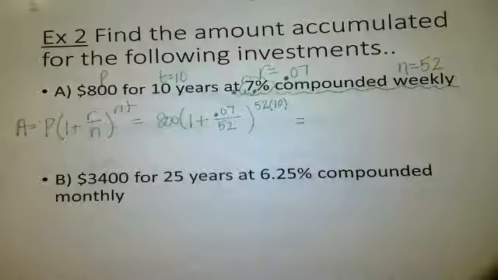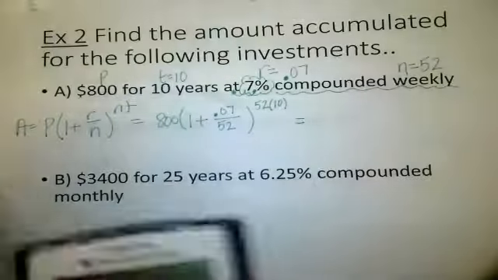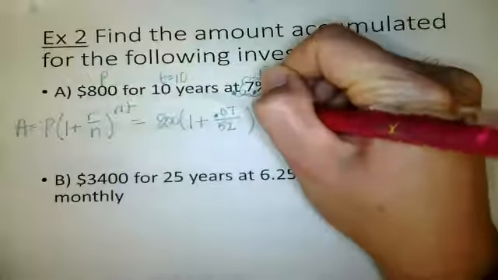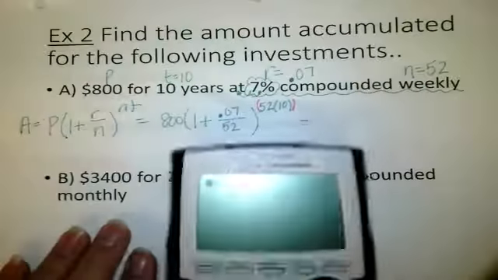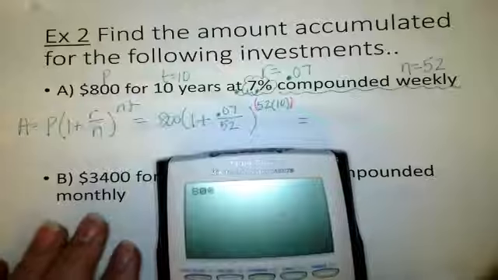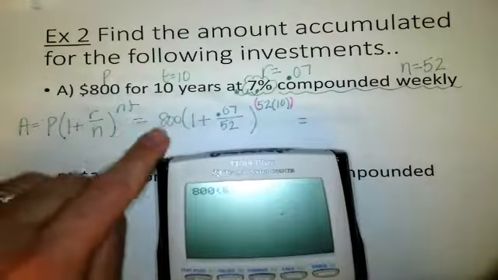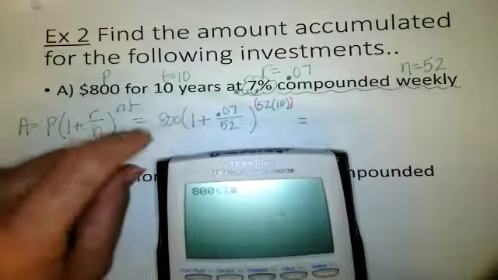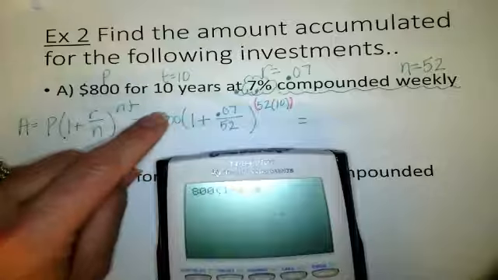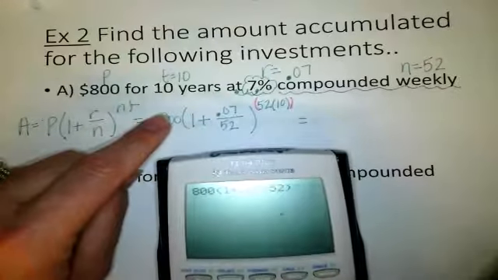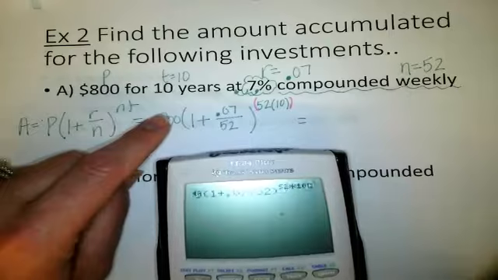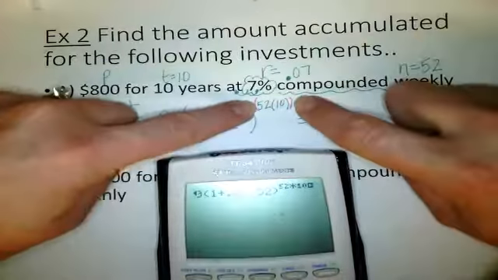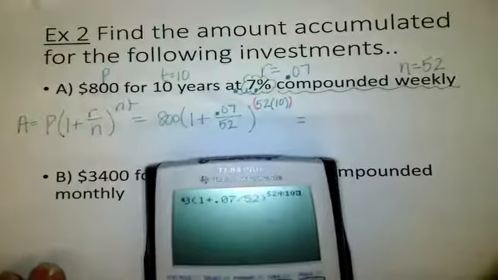So this is where you can plug it directly in pretty easily. With the Casio, you want to make sure that you put your exponent in parentheses so that all of it is up in parentheses. But really, you can just type it in pretty much as it is in one nice long line. So 800 parentheses 1 plus 0.07 divided by 52. And then caret to the 52 times 10. And again, if you have a Casio, you're going to need parentheses around after you do the caret.